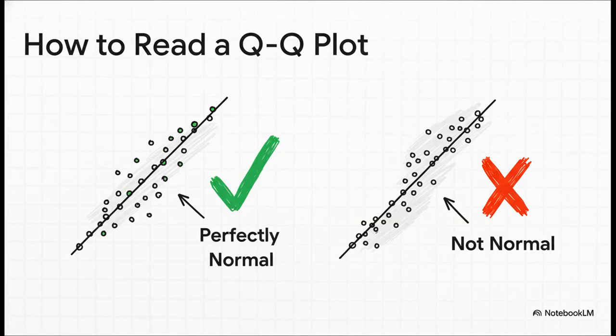And reading one of these is actually beautiful in its simplicity. If your data is normal, the dots are just going to hug that straight diagonal line really closely. But if they start to curve away from the line, maybe making an S shape or an arc, that's a dead giveaway that your data isn't normal. It doesn't just tell you if it deviates, it shows you how and where it deviates. That's so much more useful.